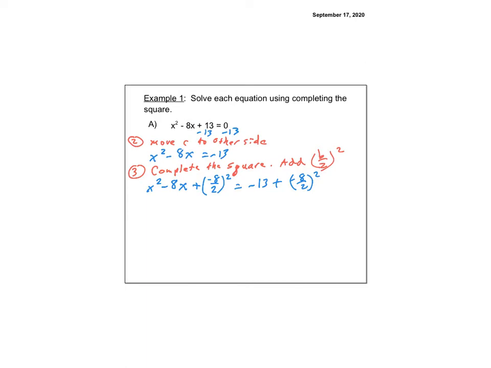So in doing so, we end up there with x squared minus 8x plus 16. Negative 8 divided by 2 is negative 4, and when you square it, you get 16. Negative 13 plus (negative 8 divided by 2) squared, negative 4 squared is 16. So if we simplify that on the right-hand side, we get 3 so far.